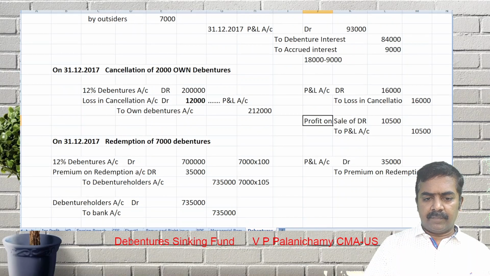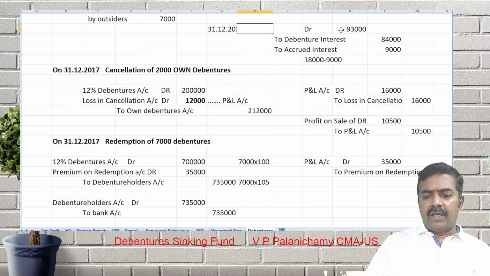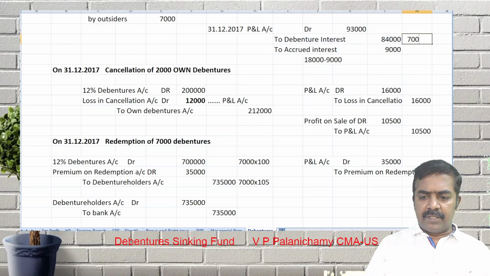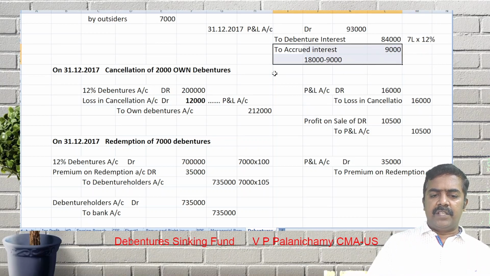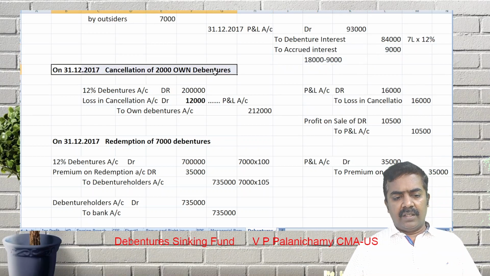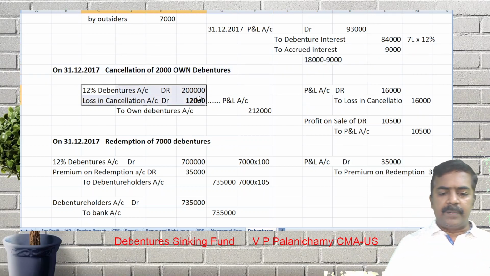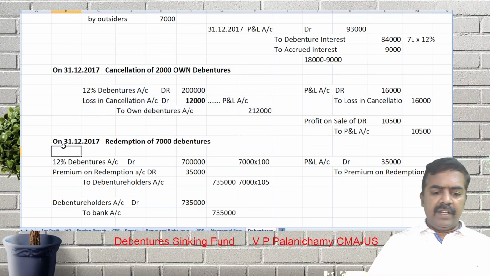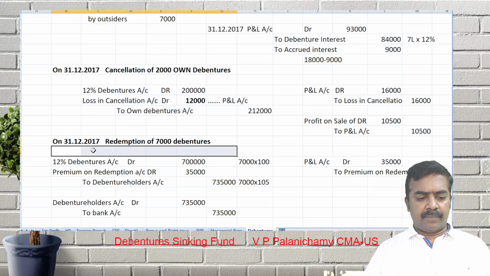Take up this. Once again, P&L account debtor 93,000 to debenture interest. The debenture interest paid to outside debenture holders. And the 7 lakhs into எவ்வளவு percentage? 12%. Net interest, accrued interest, we charge it in P&L account. On 31st December, we cancel own debentures. Then we redeem the balance debentures. Take it up.